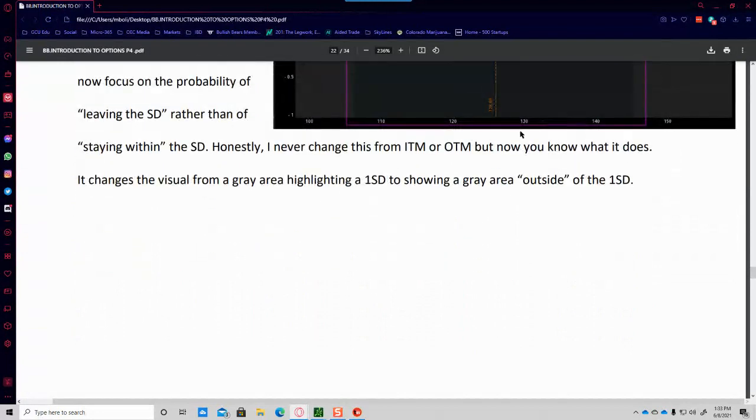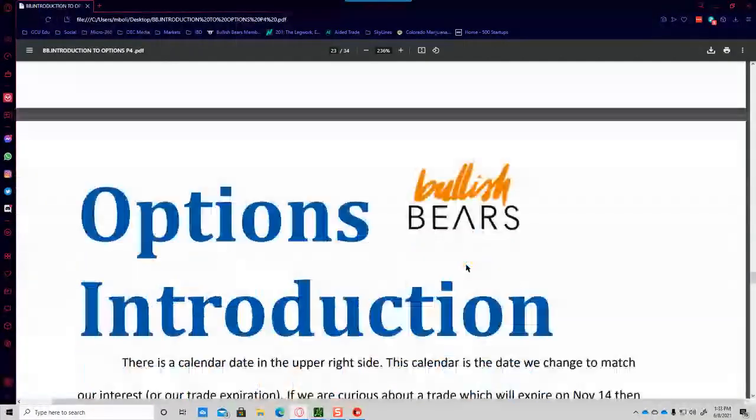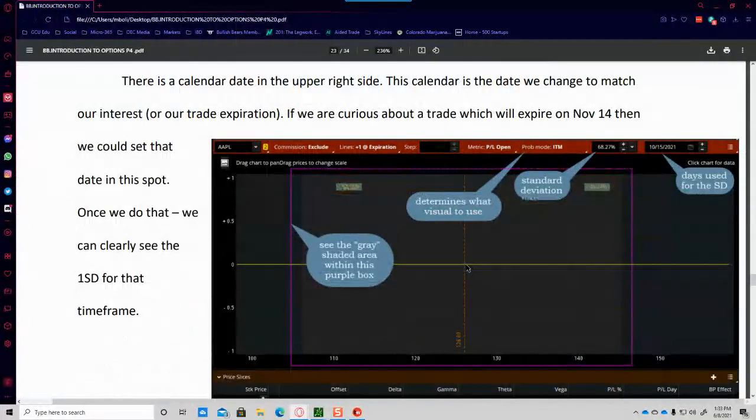I never change that, by the way. I always just leave it in the money because I don't really care if it's in the money or out of the money visually, right? I don't care if it's blue in the middle or blue on the outside. So I don't change it. You might have a specific reason that you want to change it. Fine, it doesn't hurt anything, but now you know that you can. You can go up there, click it, and flip it over to the other side. It doesn't matter. What does matter is when you change the standard deviation.